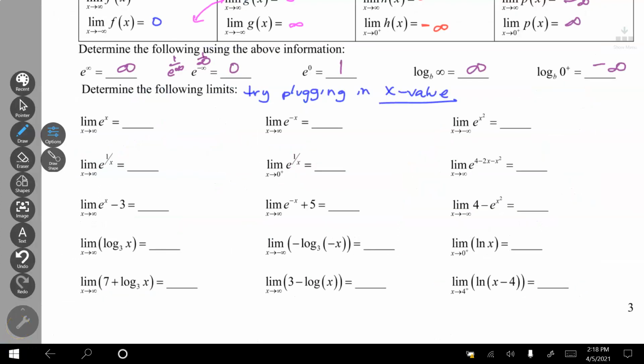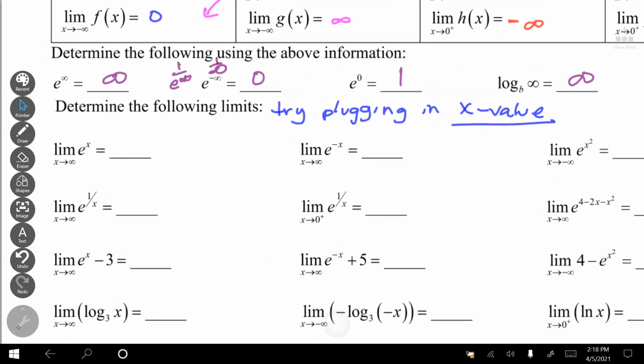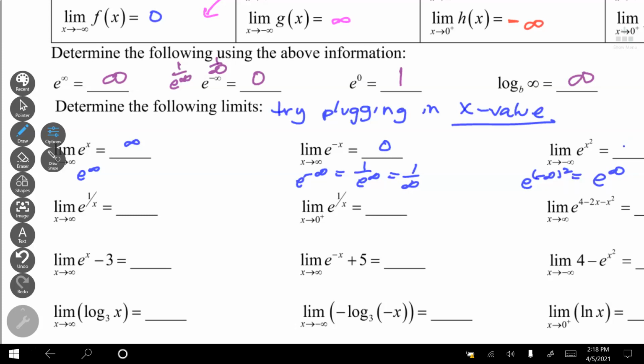So what I'm going to do is try to plug in these x values that I see underneath here. I'm going to make this a little bit bigger. I'm going to plug in infinity. I get e to the infinity, which is infinity. Now it says plug in infinity here, so I get e to the negative infinity, which is 1 over e to the infinity, which is 1 over infinity, which is 0. This one says plug in negative infinity, so it's e to the negative infinity, parentheses squared. Negative infinity squared is positive infinity, and e to the infinity is infinity.